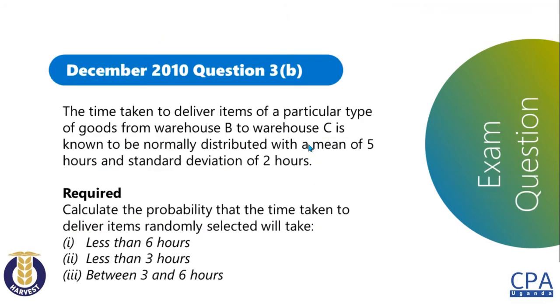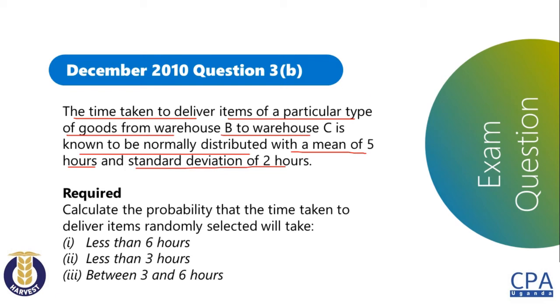And to support our foregoing discussion on normal distributions, we are going to use December 2010 question 3 part B. And according to this question, the time taken to deliver the items, of a particular type of goods from warehouse B to warehouse C is known to be normally distributed with a mean of 5 hours and a standard deviation of 2 hours.